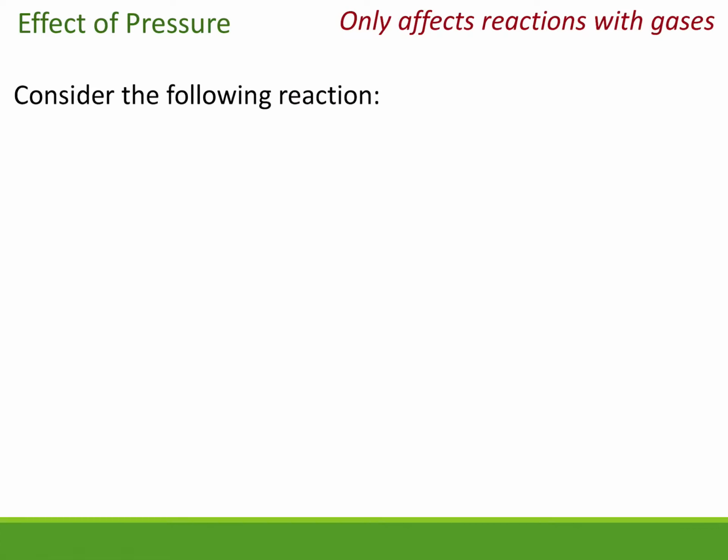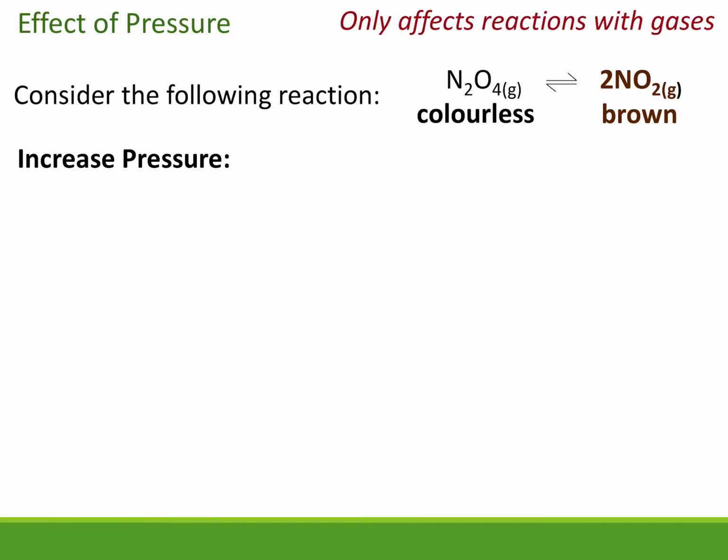If we look at the following reaction, we have N2O4 going to NO2. N2O4 is colorless. NO2 is a very dark brown gas. Okay. Now, if I increase pressure, what you have to remember is that pressure is defined as the number of collisions per unit area on the sides of a container. Okay? So it's all about the number of collisions.